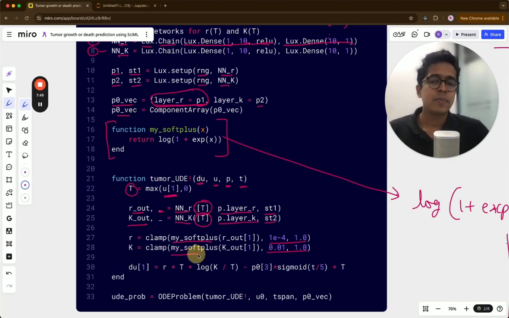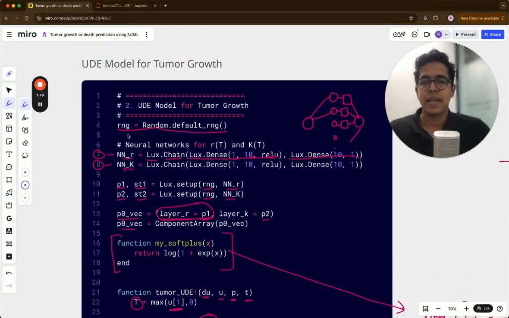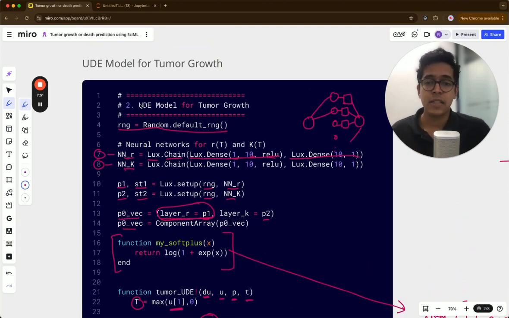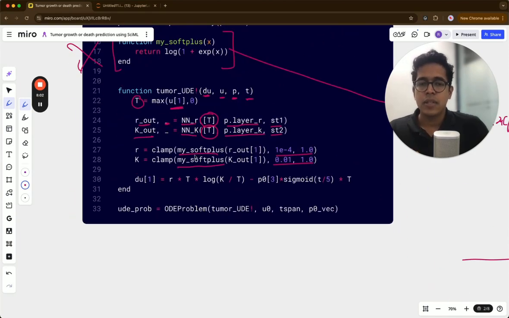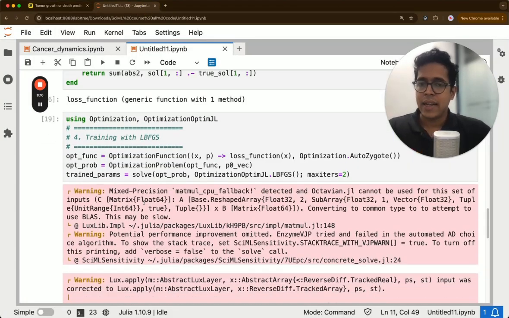I don't know if it is because of the way my initial parameters are initialized using the random number generator. Maybe it is, maybe it is not. I ran it a few times, but I was still facing issues. So that's the reason why I'm using the mySoft plus function. I highly recommend you to also remove this part and then remove this mySoft plus here. Don't use mySoft plus, just use clamp and see what you get. Maybe it will still work. So we could also try that actually.